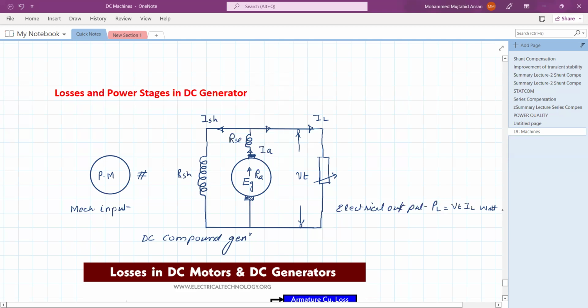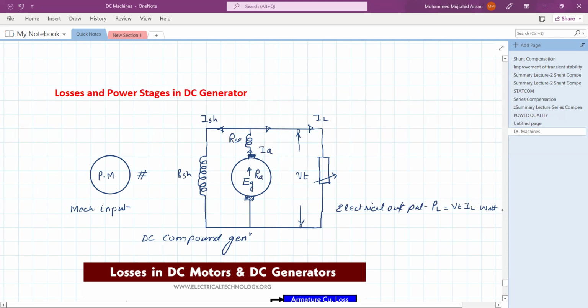There are two brushes with contact drop also, and this is the load current IL, which is going to flow in the external circuit. Okay, so it means that the input is mechanical. There is some magnetic coupling which we have already discussed, and conversions are there, and because of conversion some losses are going to take place in the field winding, armature winding, and series field winding.